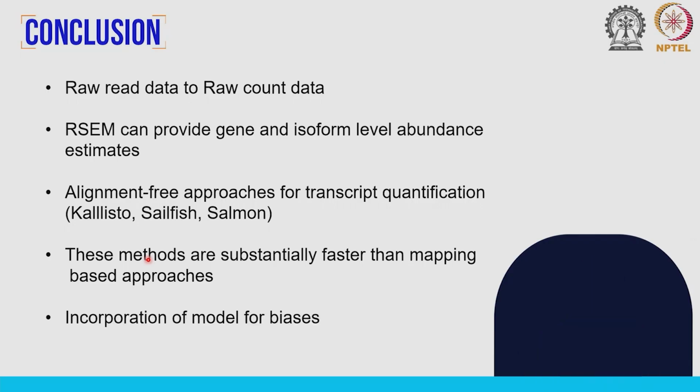And some of these models can also incorporate models for biases. We have a lot of biases in RNA sequencing data, and some of these alignment free methods can also take those biases into account when quantifying transcript abundance. Okay. So, we will talk about these biases in much more detail, as well as the methods to deal with these biases, in the next class.